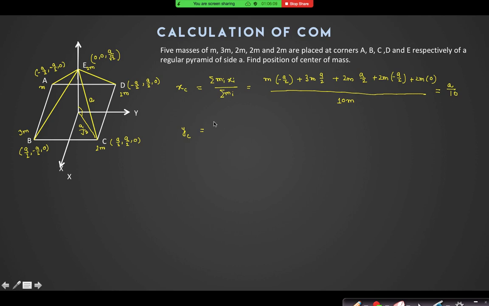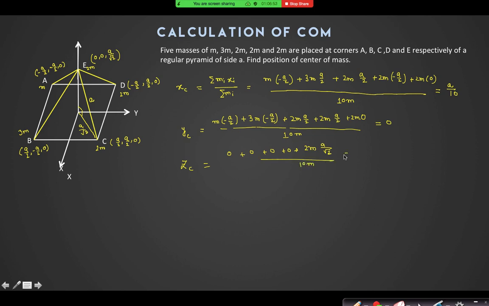For the y coordinate I will follow the same formula. So it is m into minus a by 2 plus 3m into minus a by 2 plus 2m into a by 2 plus 2m into a by 2 and plus 2m into 0, divided by the total mass 10m, and you will find it to be 0. Right? They will get cancelled out. And for the z coordinate, all the other terms are 0. Only the last term remains, which is 2m into a by root 2 divided by 10m. So that is equal to a by 5 root 2.